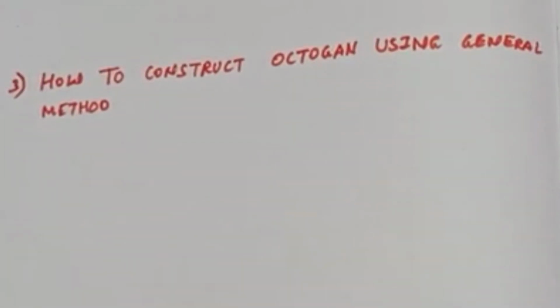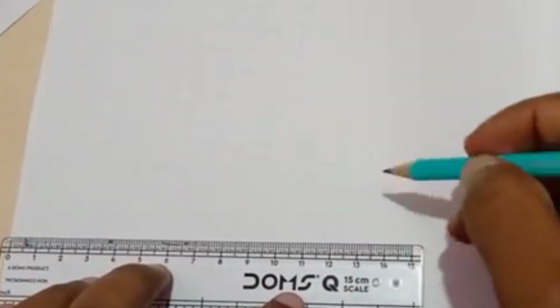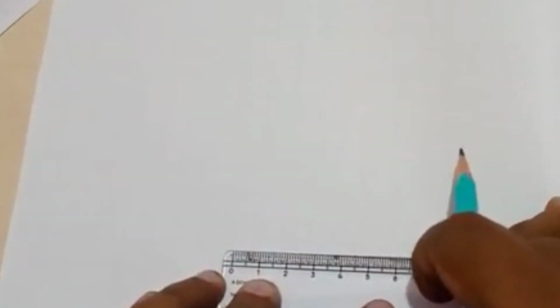Today we are going to learn how to construct an octagon using the general method. For that, first I'm going to construct a line of length 40 mm. You can take any dimensions, so there is no problem. So take dimensions of 40 mm.